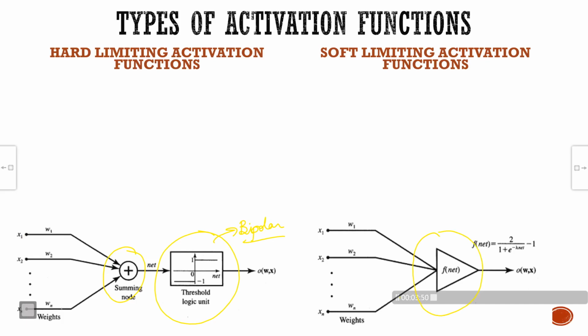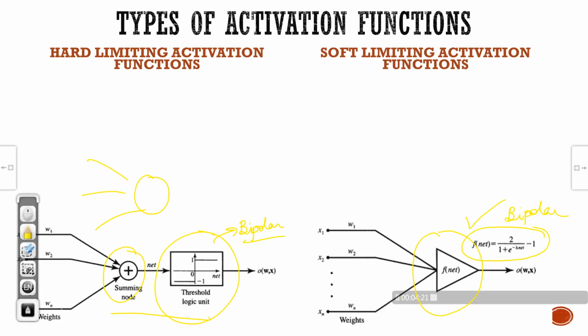Sometimes in place of showing this full thing, it may be just shown like this. At that time it may be a discrete neuron. Whenever it is shown in this particular form, that is a triangular form, it is always a soft limiting neuron. Now this soft limiting neuron, if you look at the equation, is the equation of a bipolar continuous activation function. Is that clear?